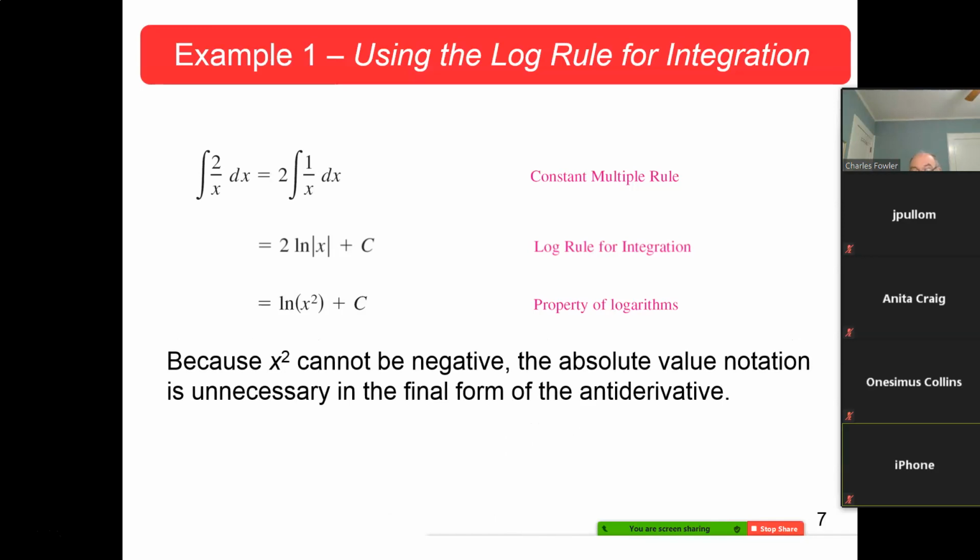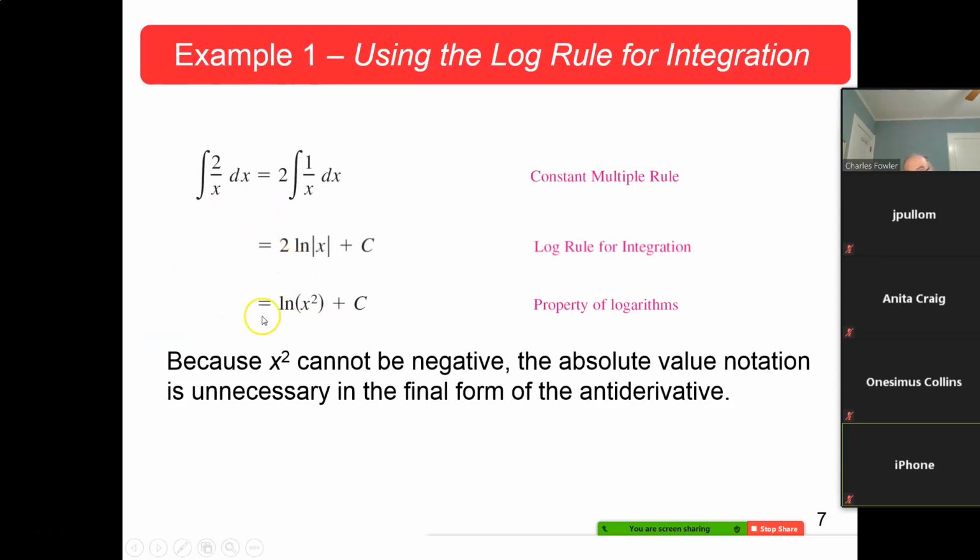Because x squared cannot be negative, the absolute value notation is unnecessary for that final form of the antiderivative. Now, if you have any doubt about whether this is correct or not, take a derivative of it.